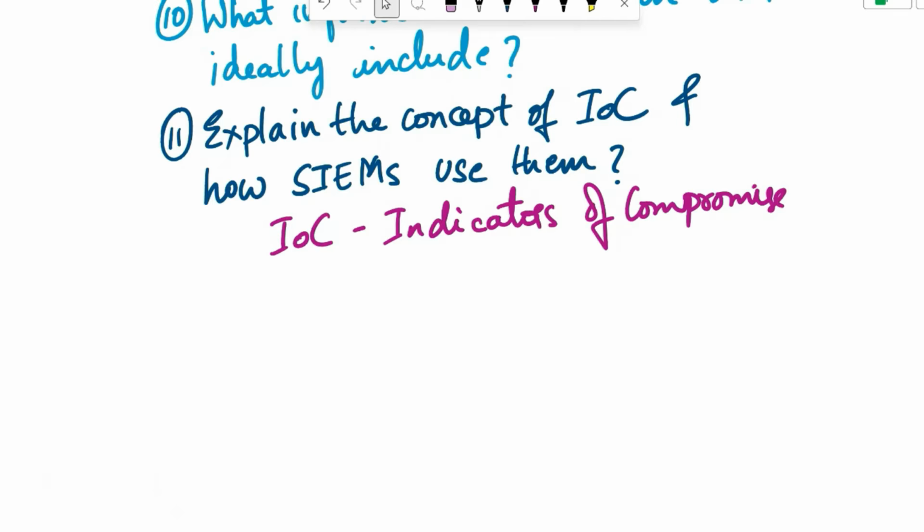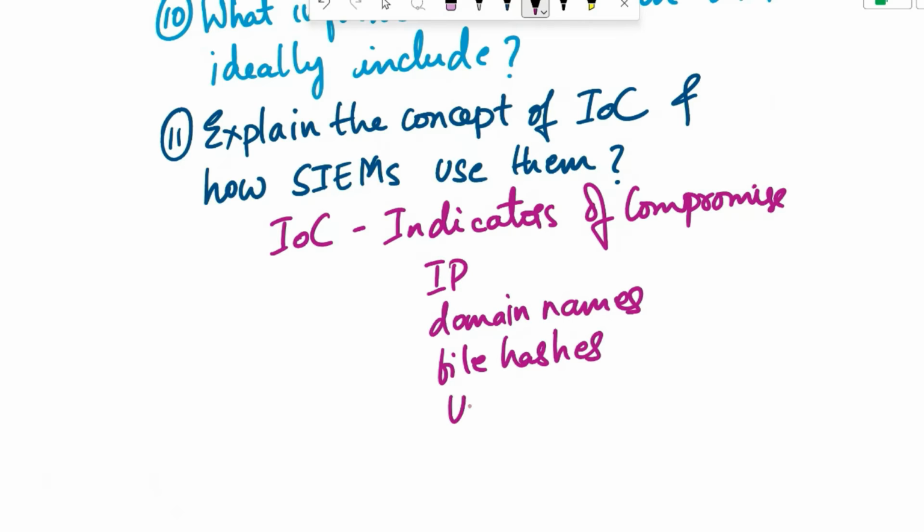IOCs can include various types of information such as IP addresses, domain names, file hashes, URLs, registry keys, and so on.